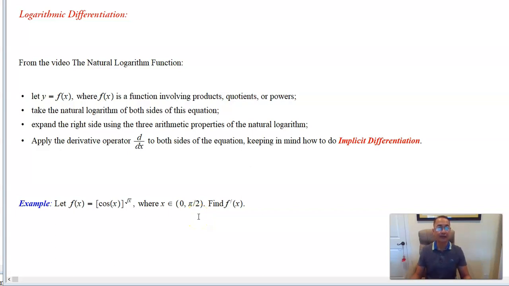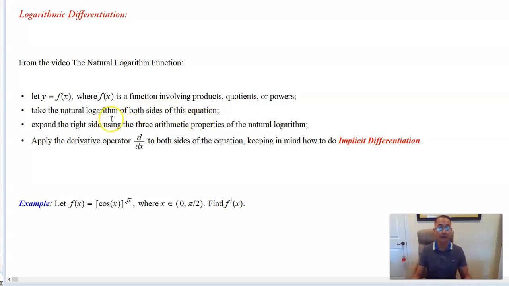For that, we are going to need the process of logarithmic differentiation, which we introduced at the end of our earlier video where we saw the natural logarithm function. We have y as a function of x, and this works only if we can apply the three properties of logarithms: a product rule, a quotient rule, and a power rule. It doesn't work on sums or differences. It's only a tool. Like all tools, use it only when it's appropriate.